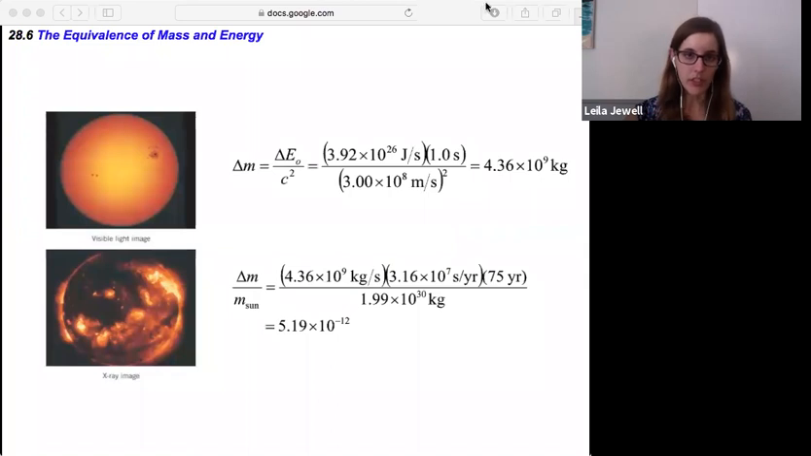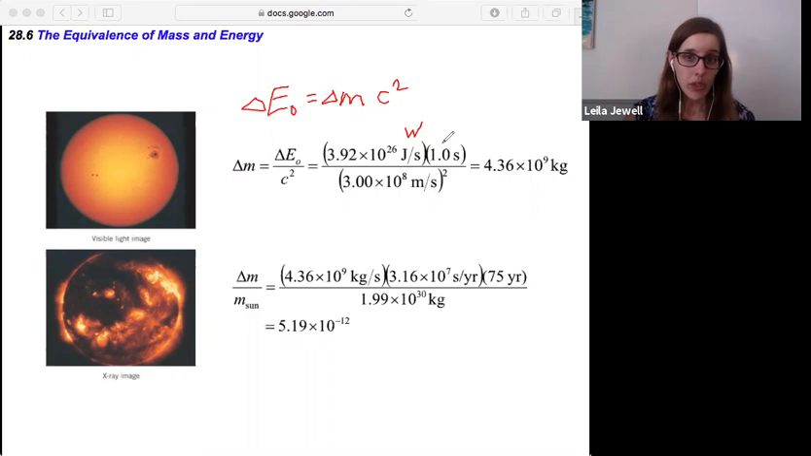Or more specifically, we can describe it as the change in energy, delta E of the rest energy, is equal to the change in mass, delta M, times c squared. And here we're interested in knowing how the mass changes, so we're going to divide both sides by c squared to get this equation for the change in mass is equal to the change in rest energy divided by c squared. So we have our 3.92 times 10 to the 26 watts, which remember are just joules per second, so we've converted that to joules per second.